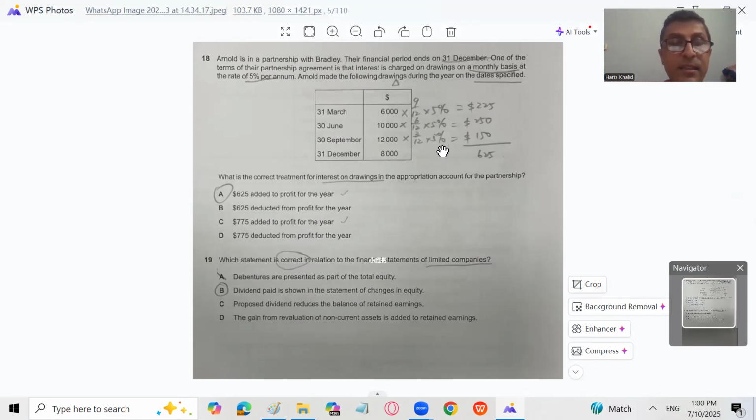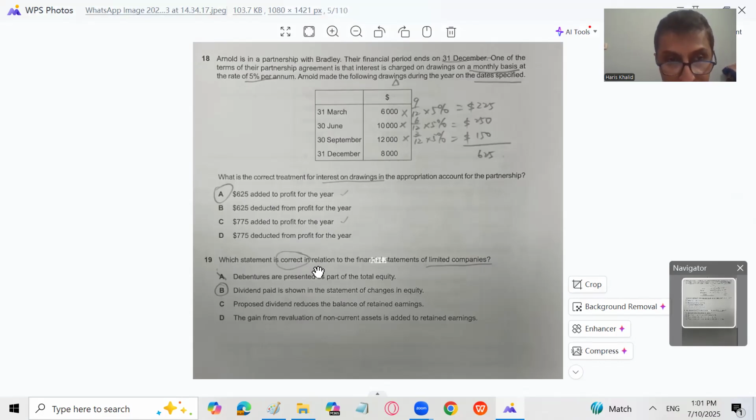Because it is done at the end of the year. The total is 625, so 625 is added to profit for the year. What is the correct treatment for interest on drawings in the appropriation account for the partnership? Interest on drawings is basically added to the profit for the year. So 625 is added to the profit for the year.